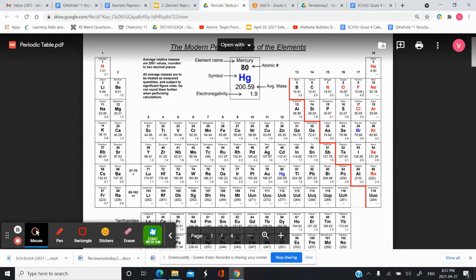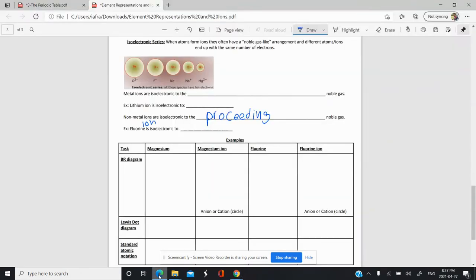So here's fluorine. It's going to be isoelectronic to neon when it forms an ion. So let's go ahead and write that out. It's going to become isoelectronic to neon because fluorine has 9 electrons, but when it becomes fluorine minus 1, it will have 10 electrons, which is basically what neon has. Neon has 10 electrons. So now they're isoelectronic to each other. Nonmetals become like the noble gases that come after them because they're gaining electrons.